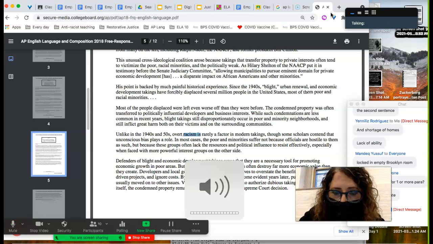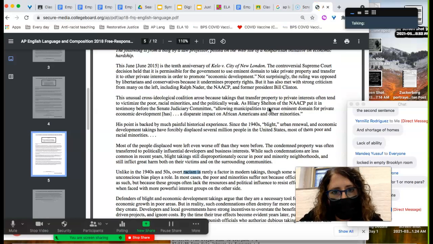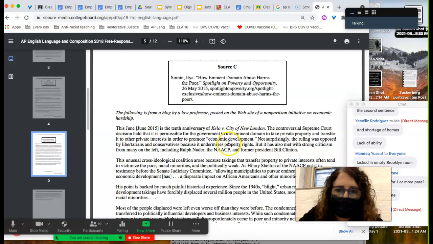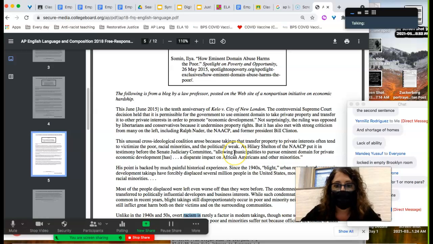I thought you were gonna take the one that says transfer property to private interests often, like that sentence. Yeah, where is that sentence? It is the second paragraph. The beginning it says transfer property to private interests often to victimize the poor, racial minorities, and politically weak. Great. Why are you thinking of that quote? I feel like because it touches how they're going for people who cannot defend themselves that much, and they have a very weak political. And you know what? She's going to riff on that in her body paragraph.